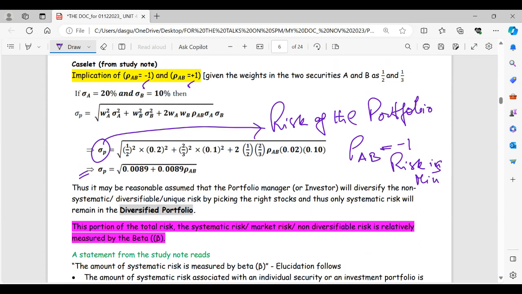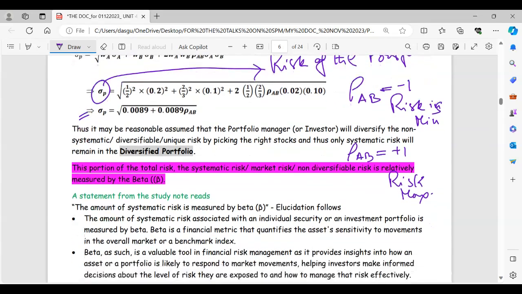Why? Because your diversifiable risk is moved away, is gone. And when the correlation is +1, then risk is maximum. That is, you have chosen your shares in a wrong way. You have taken shares which are directly related to each other. If one share's price increases, the other share's price also increases. You have not done a very good job.